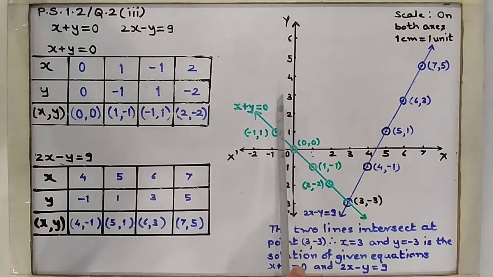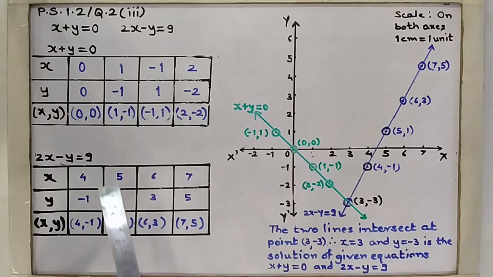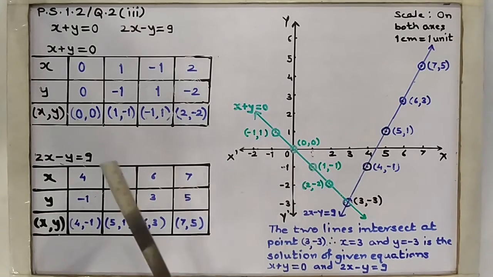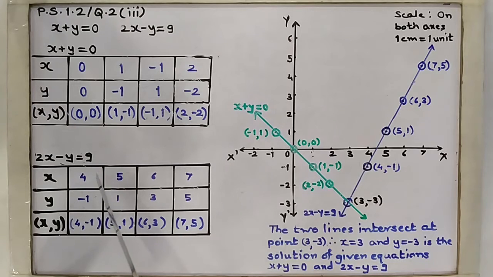We'll immediately write down the equation. Equation is x plus y equal to 0. Now we'll come to the second equation. Second equation is 2x minus y equal to 9. Same procedure is going to be followed. First, I assume the value of x as 4. Putting this value in the equation, I get the corresponding value of y as -1. So the ordered pair is 4, -1.